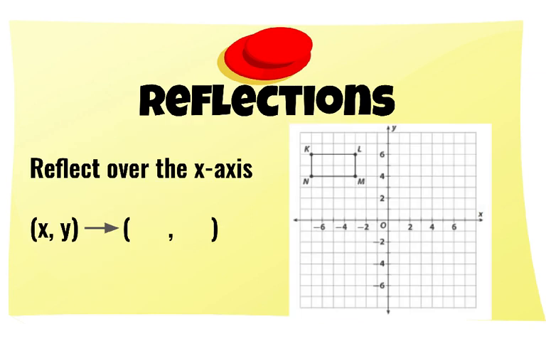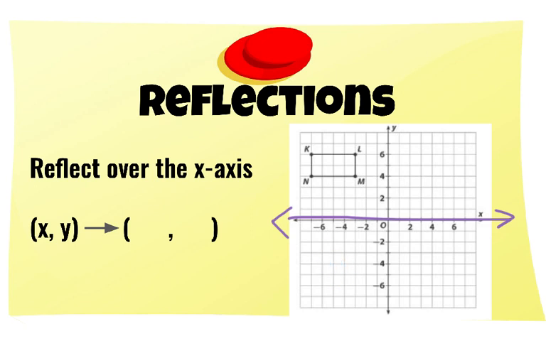So let's actually do a reflection. Reflect this rectangle KLMN over the x-axis. So the first thing I'm going to do is draw my x-axis. I want to make sure I know this is my line of reflection. I'm flipping it over. So which quadrant should my new image appear in? Well, it should appear down here in quadrant 3.